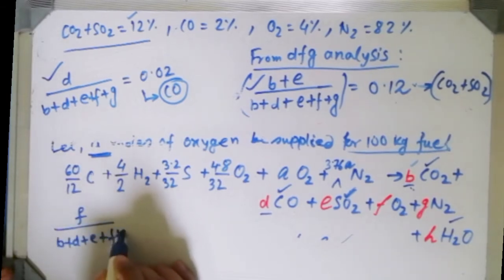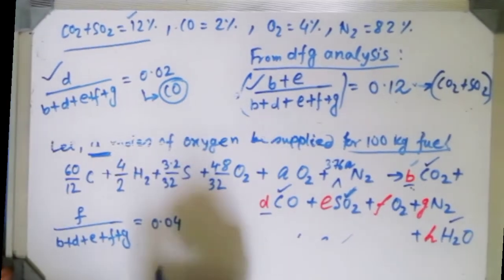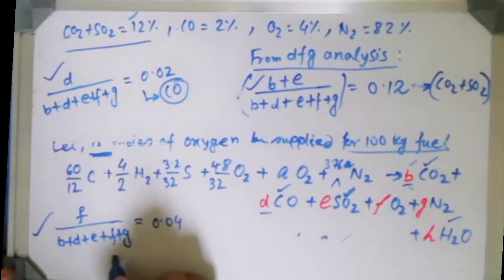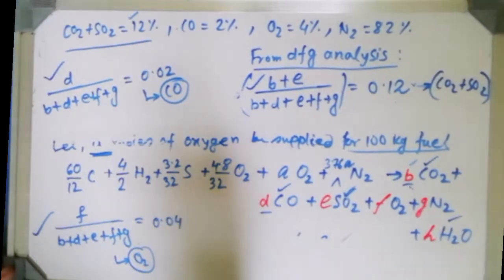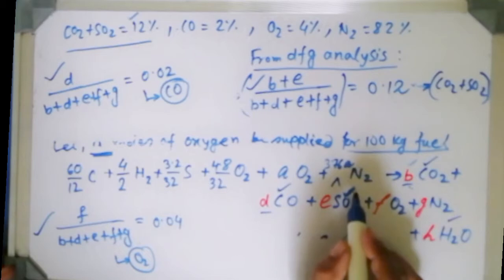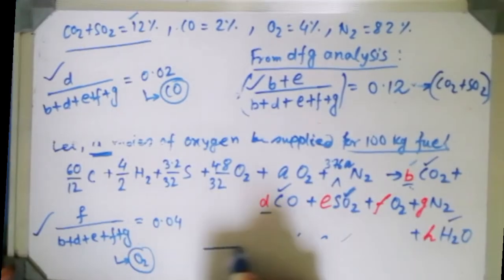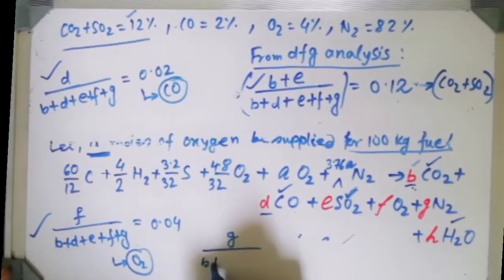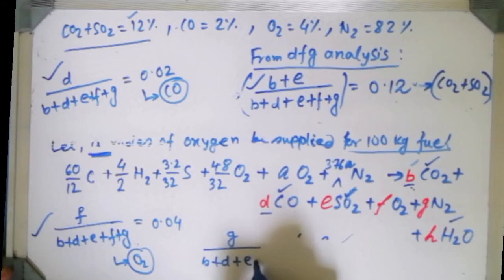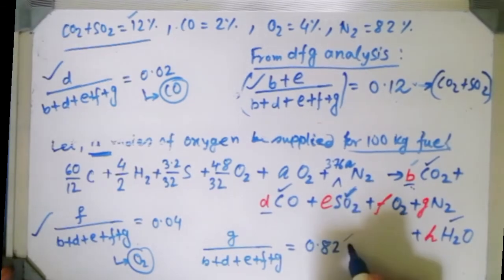And coming to nitrogen. Nitrogen here in the output part is expressed by G mole. So G by the same thing again, the denominator will remain the same, B plus D plus E plus F plus G, and it is given 82%, so 0.82. It is the fourth equation, and it is for nitrogen. That's up to this. Now you have to solve these equations 1, 2, 3, 4.